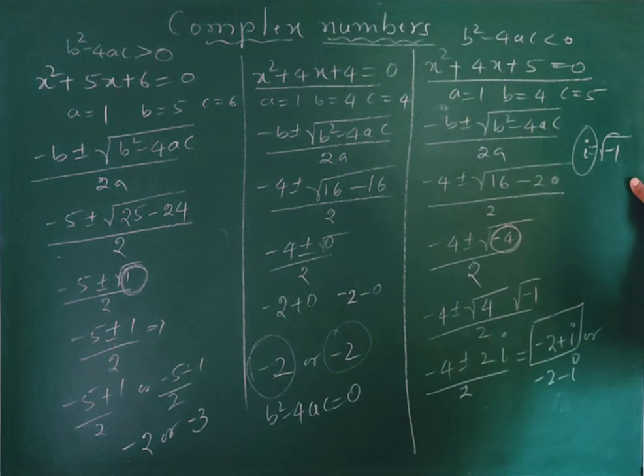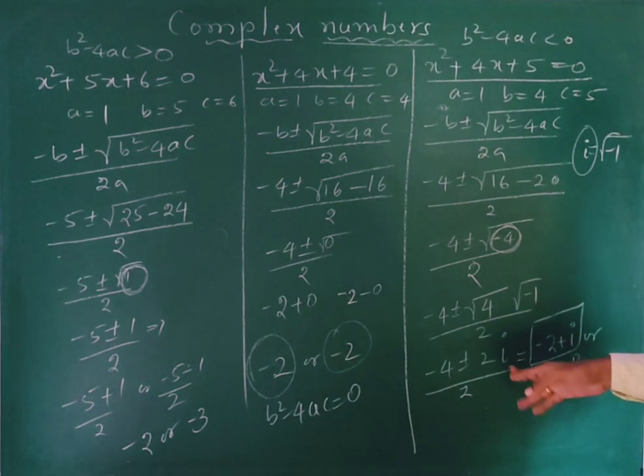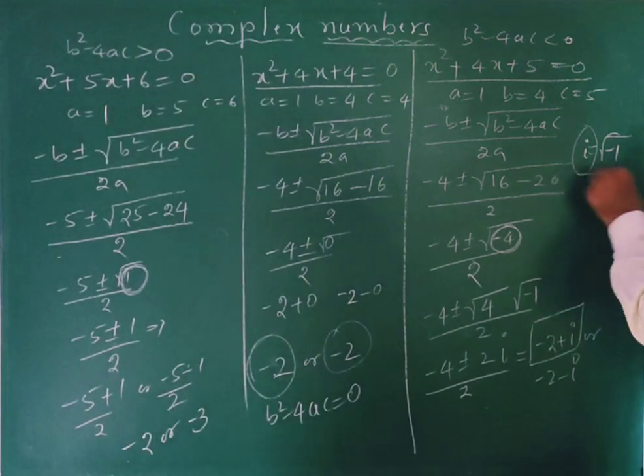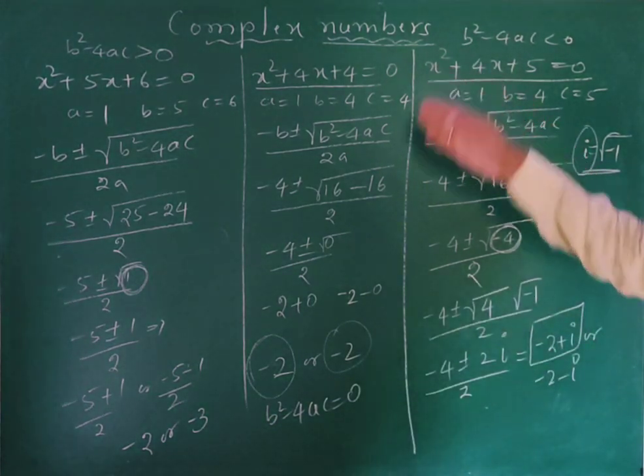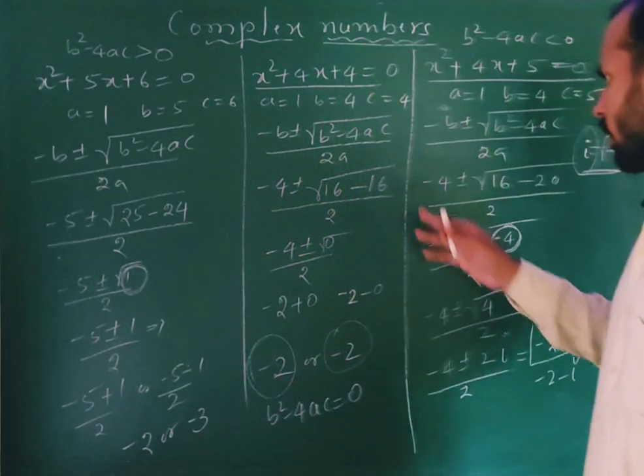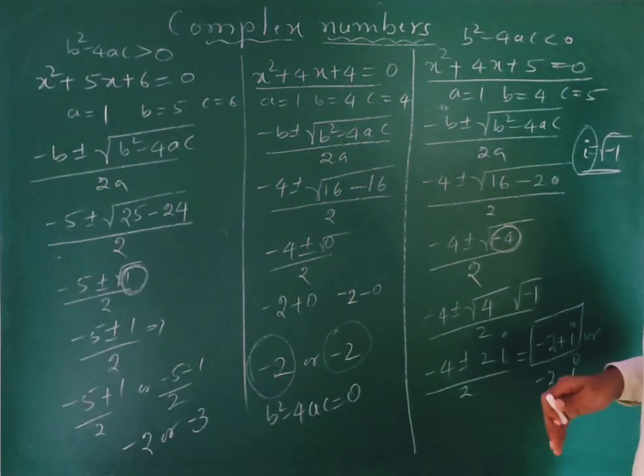It's a complex number which includes an imaginary part as well as a real part, whereas minus 2 and minus 1 are nothing but real numbers, where i is the imaginary part, that is under root of minus 1. Let's see the definition of complex number now. I hope you understood how the complex number arises.